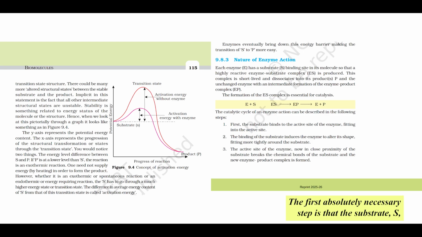The first absolutely necessary step is that the substrate S must bind to a specific region on the enzyme called the active site. Remember that pocket or crevice in the tertiary structure? And the active site. The substrate fits into this active site.